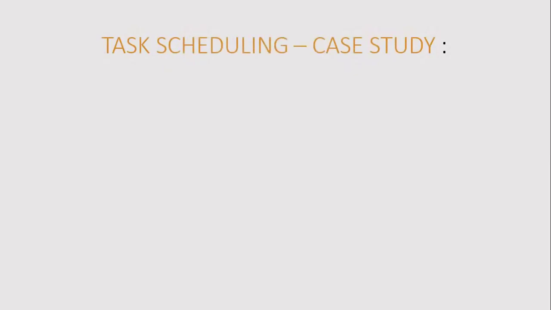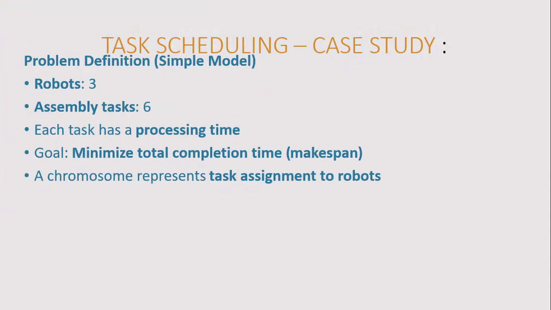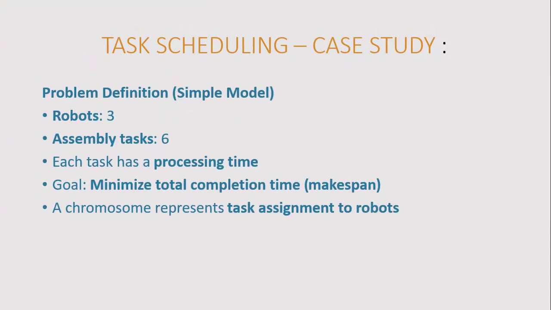Let us directly get into the case study of the problem. In this problem, we are going to consider three parallel robots. The number of assembly tasks is considered to be 6. Each task has a unique process timing. The main goal is to reduce the total completion time, that is the makespan time.